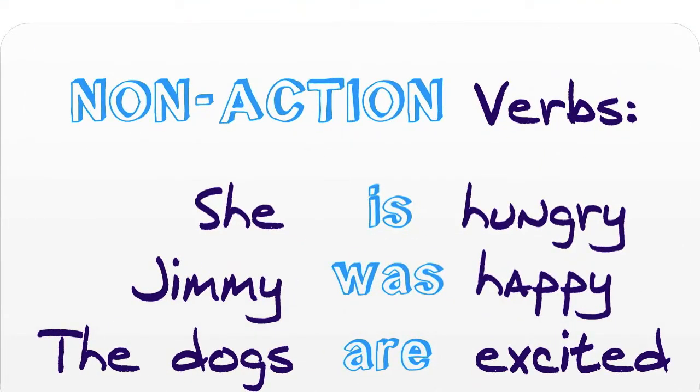There are also non-action verbs. These verbs do not show a particular action. A common non-action verb is the verb to be. For example, she is hungry. Is is part of the verb to be. Jimmy was happy. Was is part of the verb to be. The dogs are excited. Again, are is part of the verb to be.